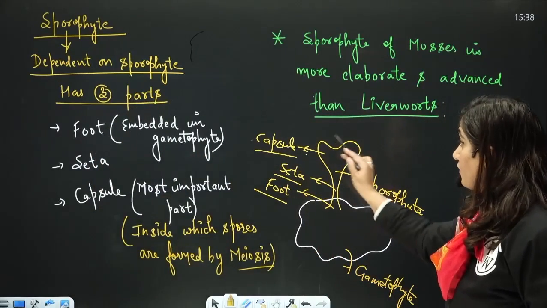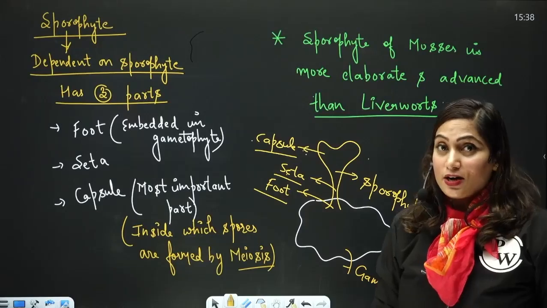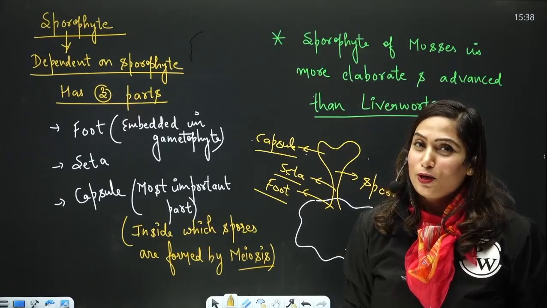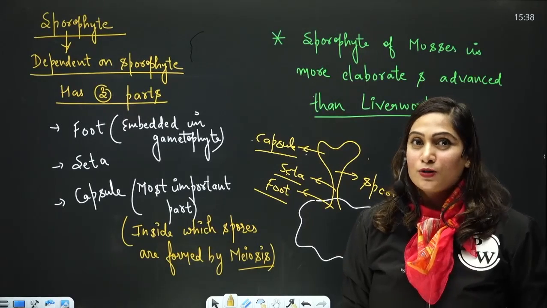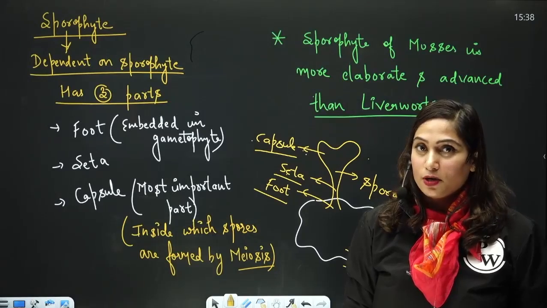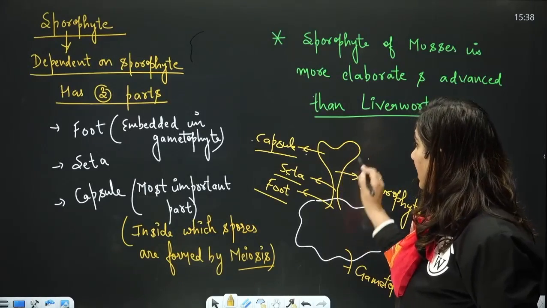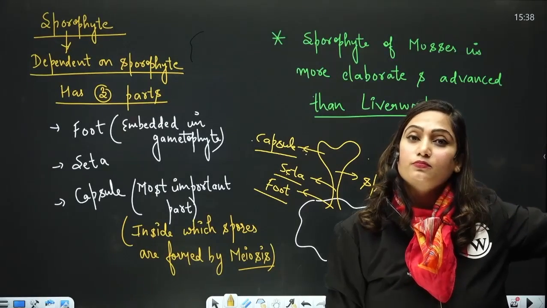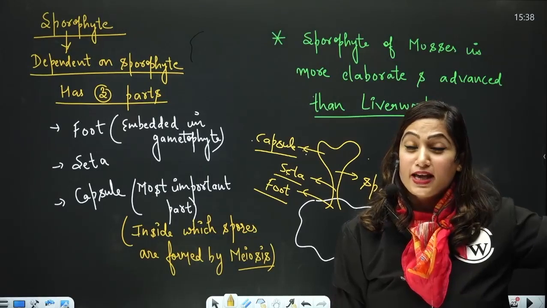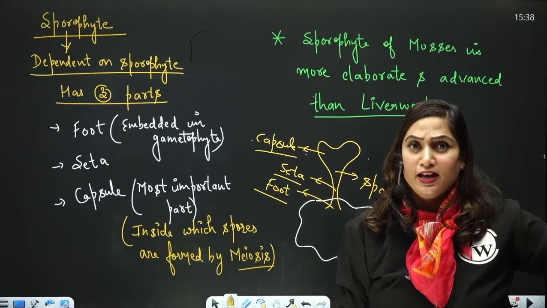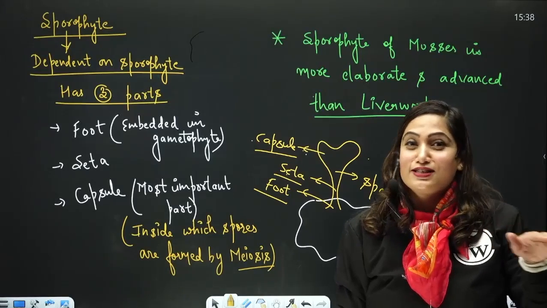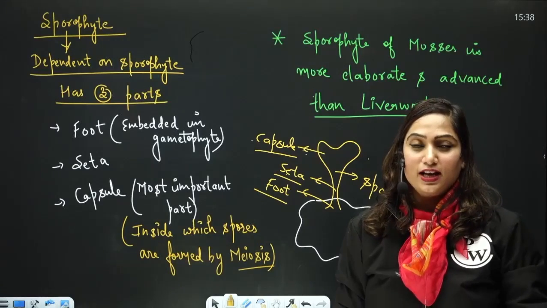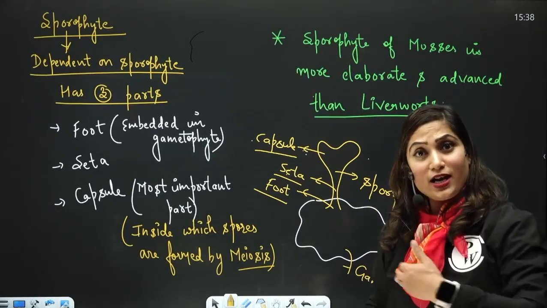The most important part of a sporophyte is the capsule, because inside this capsule meiosis occurs and haploid spores are formed. We know that on the sporophyte spores are formed by meiosis. So on the sporophyte in the capsule spores are formed by meiosis. Then they are dispersed, and bryophytes have a very elaborate mechanism of spore dispersal. In every bryophyte, how spores will be dispersed is different, right? Then these spores will land on the soil, they will germinate and give rise to gametophyte. So this is how their life cycle works.